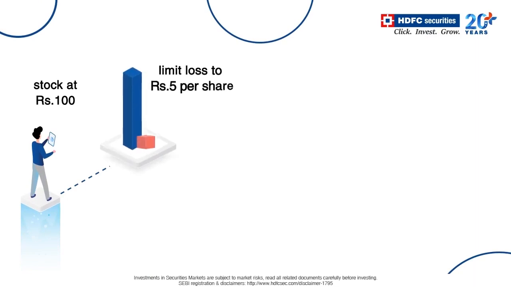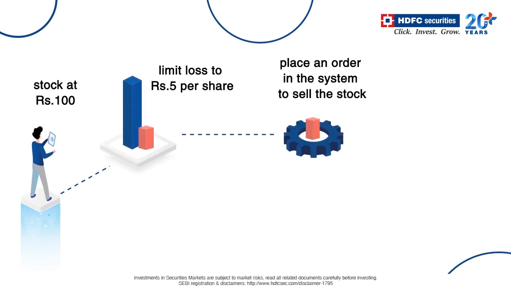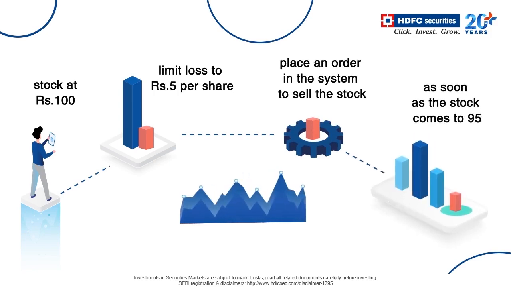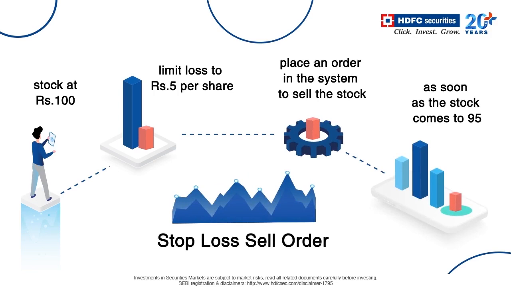For instance, if you bought a stock at Rs 100 and you want to limit the loss to Rs 5 per share, you can place an order in the system to sell the stock as soon as the stock comes to 95. Such an order is called a stop-loss sell order.